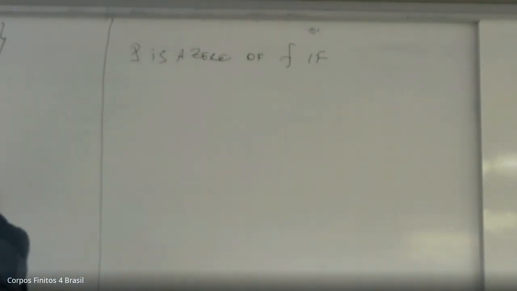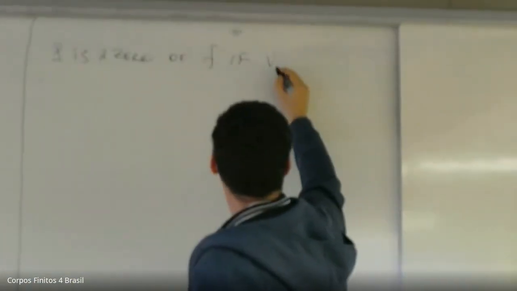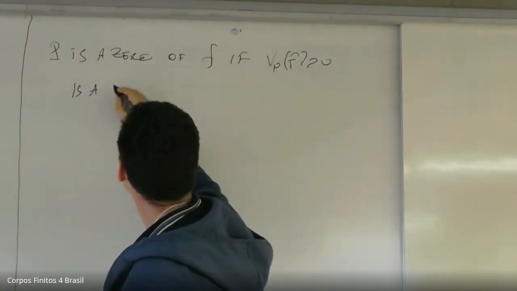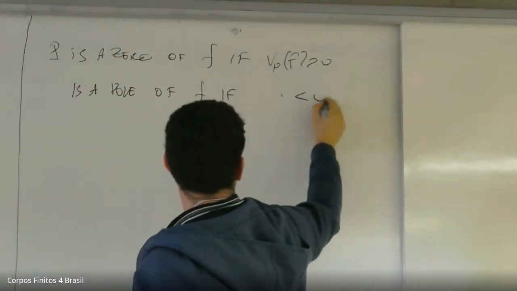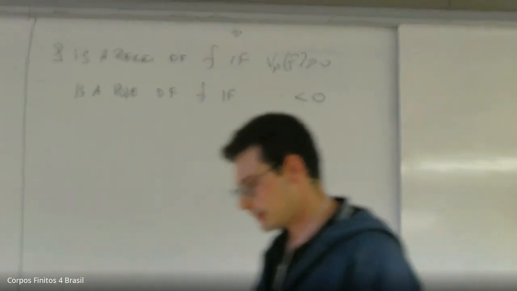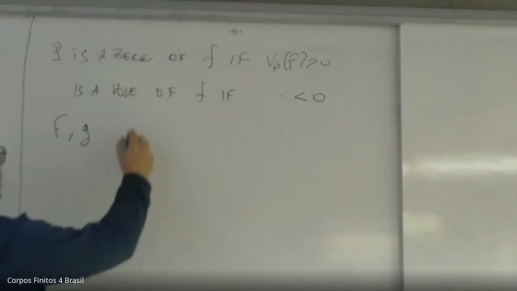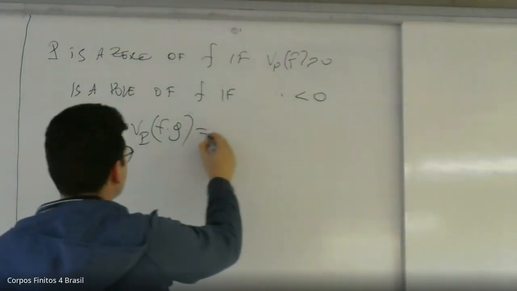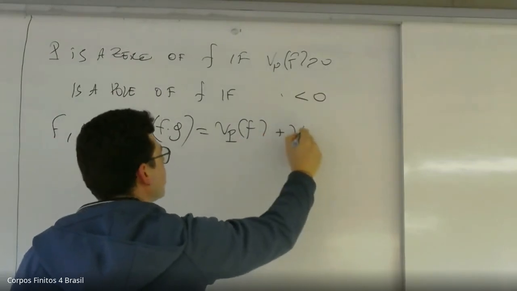P is a zero of f if the valuation at P of f is bigger than 0, otherwise it is a pole of f if this valuation is smaller than 0. So valuations behave nicely with respect to multiplication. What do I mean by that? If I have functions f and g, and I want to know the valuation at P of f times g, this is actually the valuation at P of f plus the valuation at P of g.